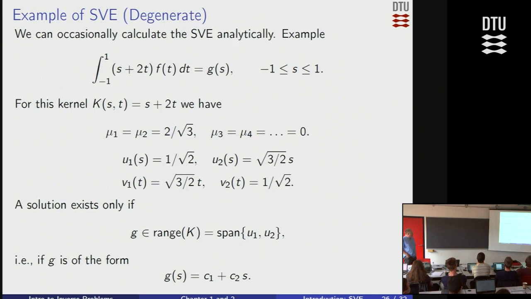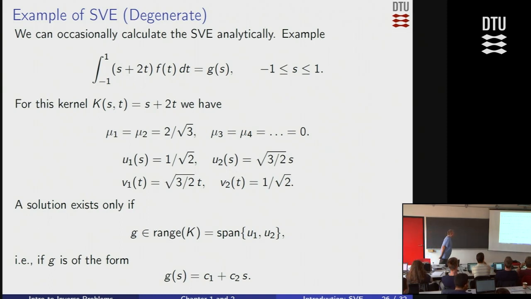And here's one example of how you can do this analysis by means of the singular value expansion. This looks very much like one of the exercises you're going to do. But anyway, for this particular kernel, what's the kernel here? The kernel is s plus 2t, right? This is a very special kernel that only has two non-zero singular values. The rest of them are zero. So that's called a degenerate kernel.